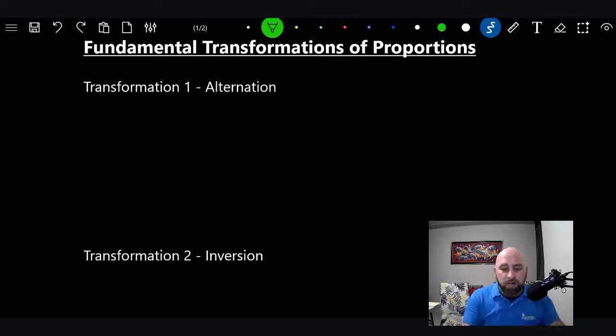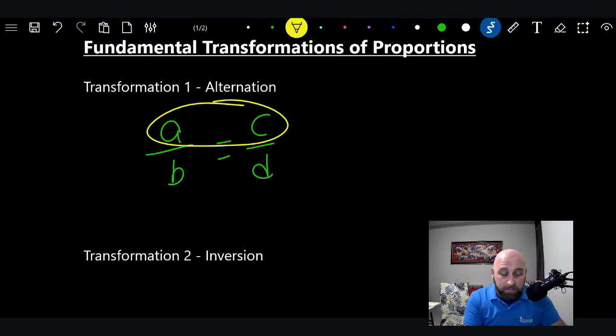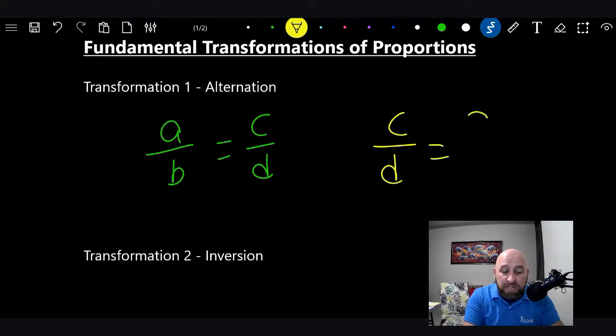Well, what we can do, if we have A over B equals C over D, as long as we alternate these, here's what I mean by that. AC is alternating, okay? And BD is alternating. What does that mean? Well, we could say C over D equals A over B.